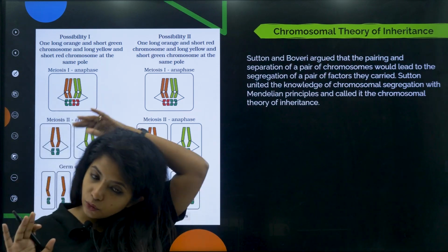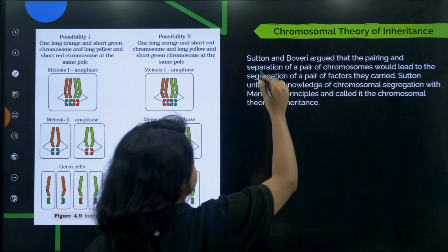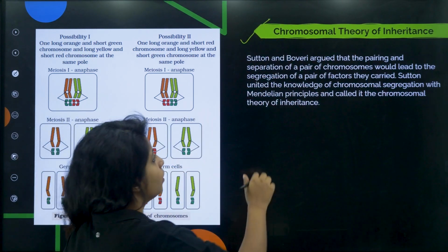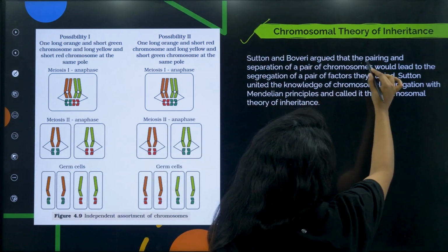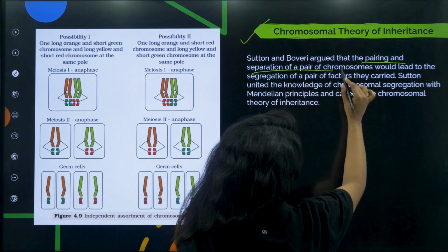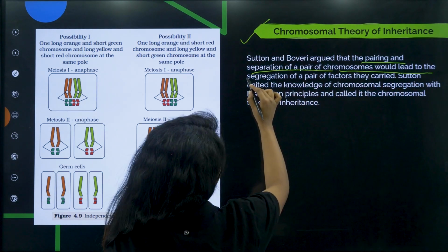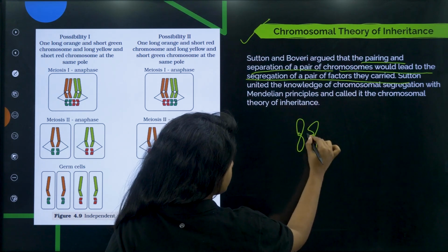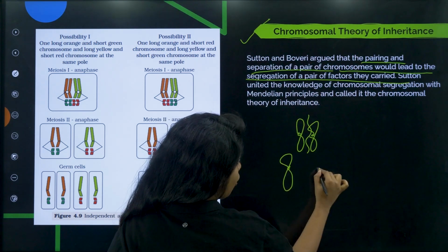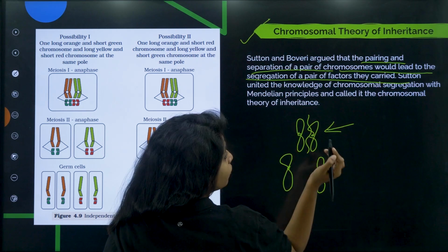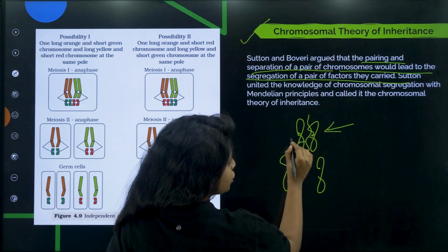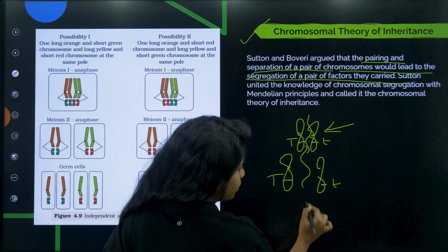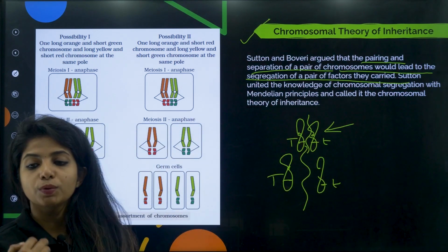So until now no one was aware of that, but now people got clarity about it. Sutton and Boveri were the ones who said that pairing and separation of a pair of chromosomes would lead to segregation of a pair of factors they carried. So pairing and segregation of a pair of chromosomes would lead to segregation of the pair of factors. Now this will also be segregated. That was what they said.